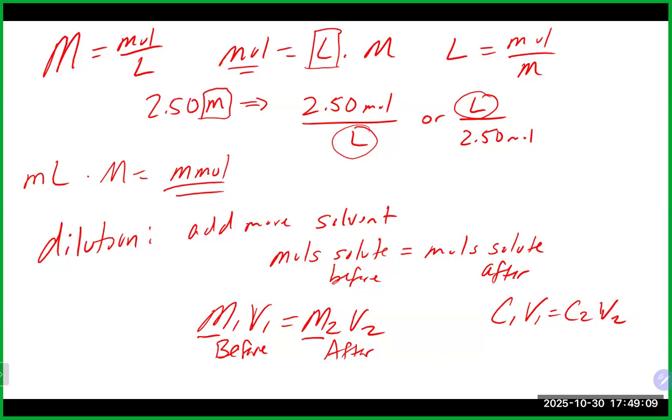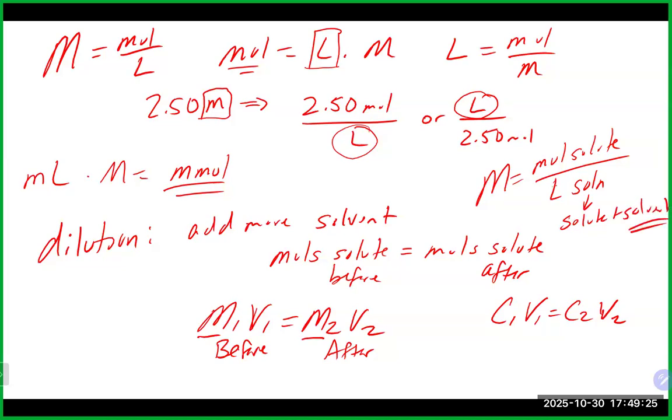Because we are adding more solvent when we do a dilution, and molarity is moles of solute over liters of solution, and the solution is the solute plus the solvent, when we add more solvent we're increasing the bottom part of our molarity expression. That brings our molarity down, because when we divide by a larger number, we get a smaller molarity. Typically this side is the more concentrated and this side is the more dilute, but it really doesn't matter as long as you keep the volumes and molarities that go together.